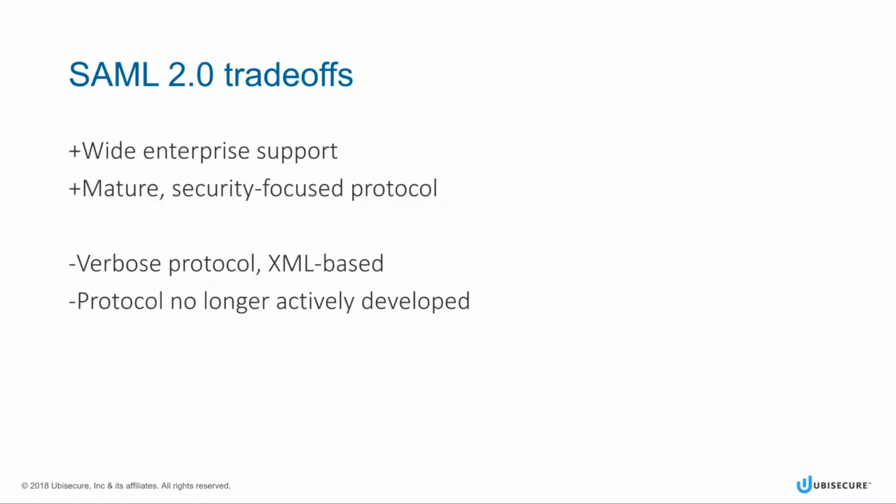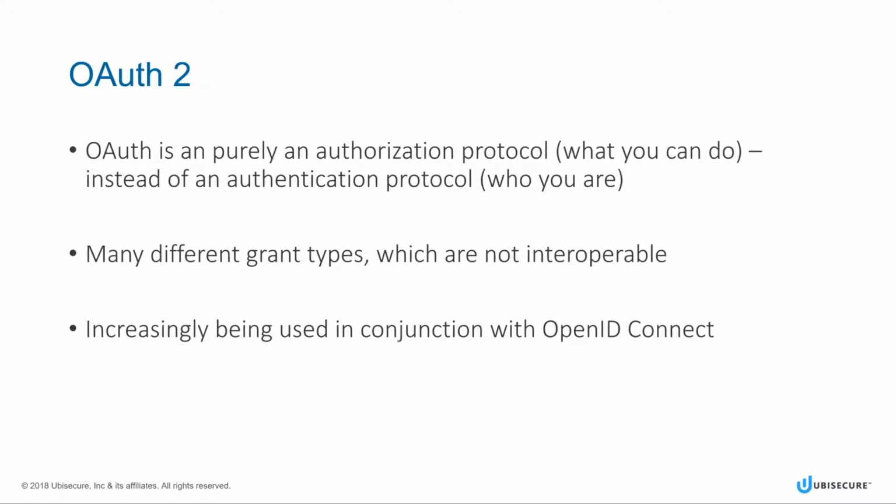The first of these newer protocols is OAuth 2. In stark contrast with SAML, OAuth is purely an authorization protocol, what you can do, instead of an authentication protocol, who you are. And OAuth 2 is quite a technical, low-level specification about the communications between the different parties. It defines different grant types, which all parties have to then implement in the same way. So in some cases, if a product or API says it uses OAuth 2, you can't really be sure what they mean.